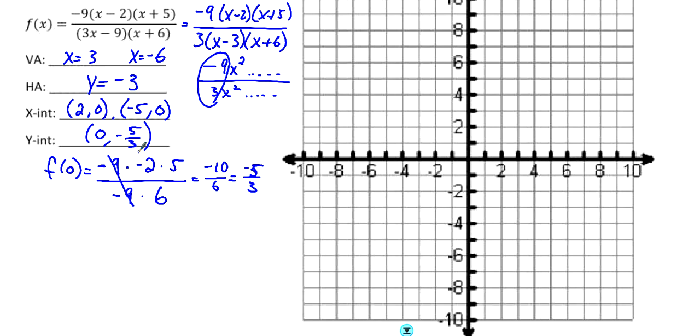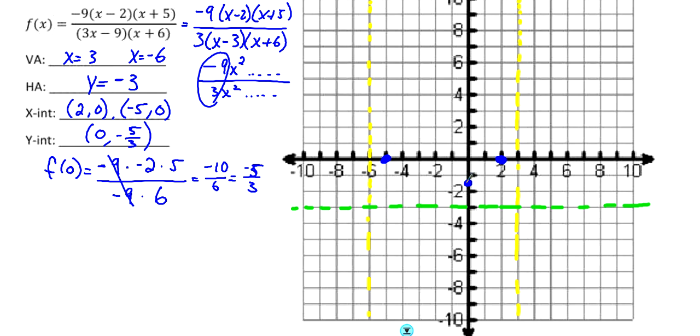Okay, so here we go. Start again with our vertical asymptotes, which are at -6 and +3. Horizontal at -3. Now my x-intercepts at -5 and +2, and my y-intercept is -5/3. So basically that is -1 2/3, so it's somewhere between -1 and -2.